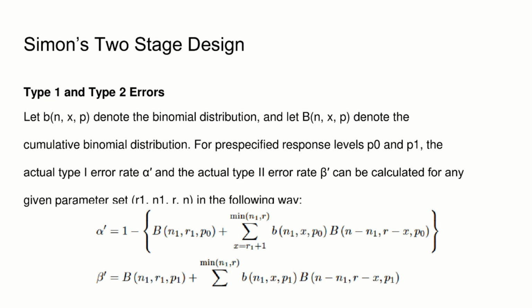Type 1 and type 2 errors. Let b with parameters n, p denote the binomial distribution, and let capital B with parameters n, p denote the cumulative binomial distribution. For pre-specified response levels P0 and P1, the actual type 1 error rate alpha prime and the actual type 2 error rate beta prime can be calculated for any given parameter set R1, N1, R, and N in the following manner.